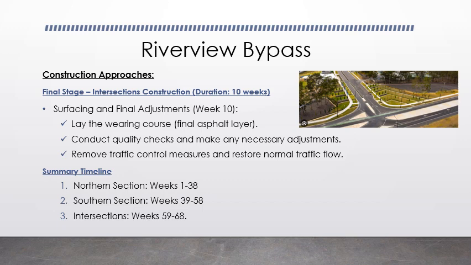And then the final surfacing for this intersection. So we'll have our asphalt wearing course, and after this we'll remove all the traffic control measures and restore normal traffic flow. The summary timeline here for northern section, week 1 to week 38. For southern section, week 39 to week 58, and the intersection week 59 to week 68.